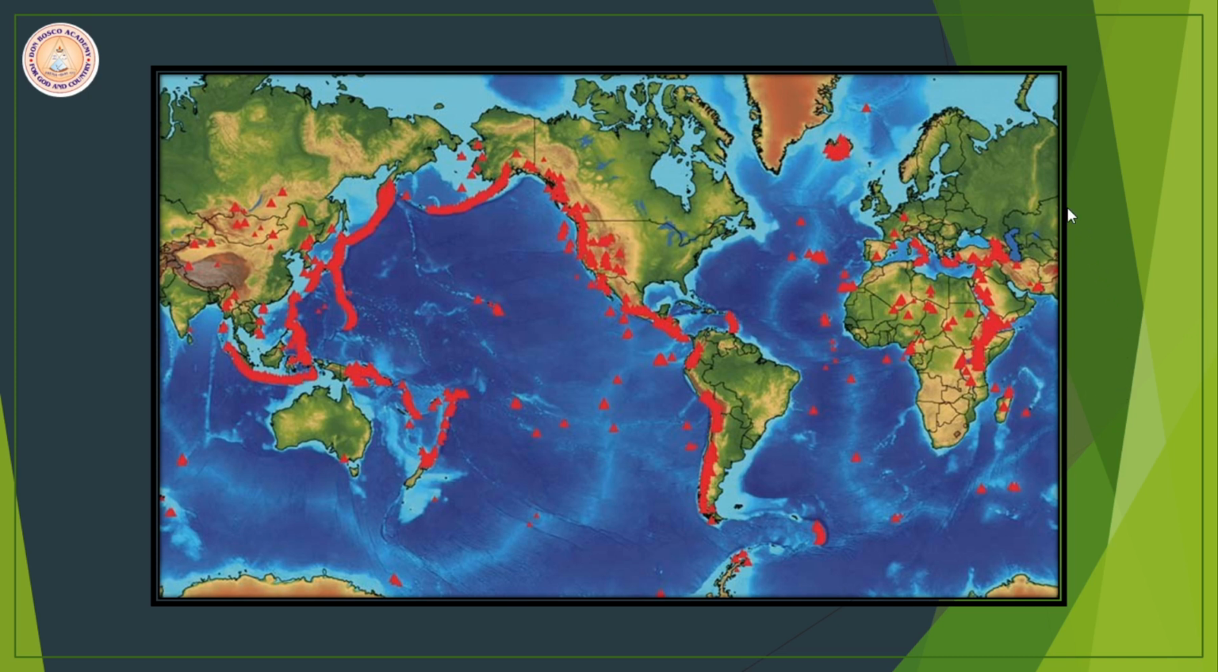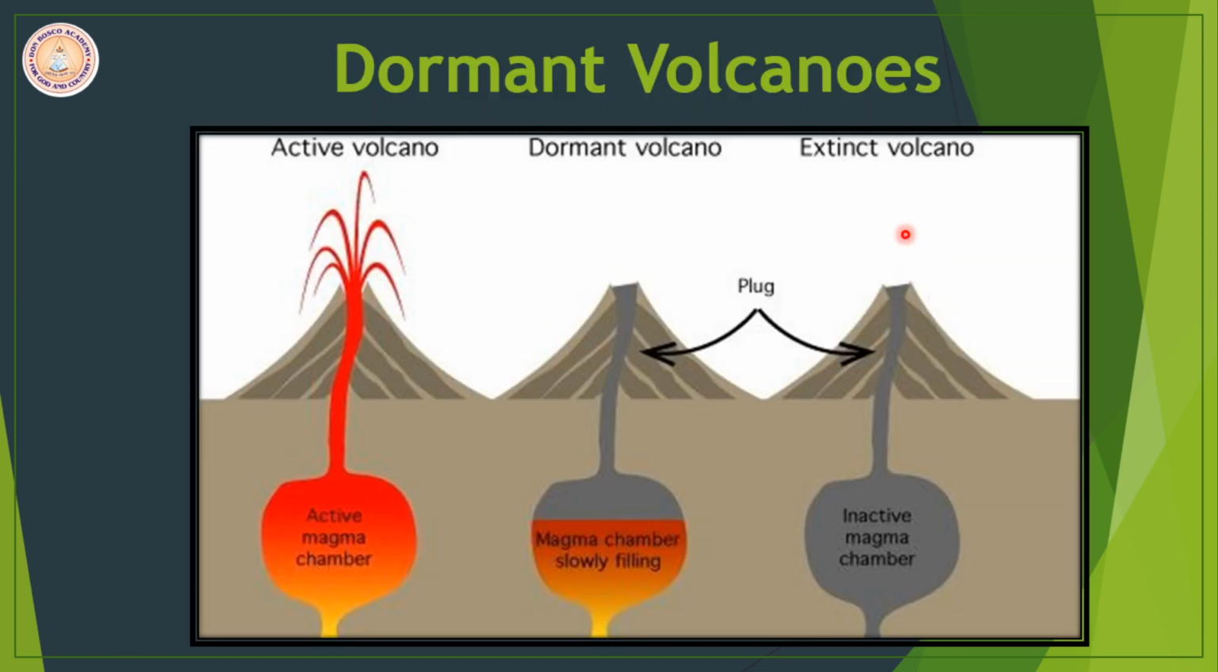Next we come to dormant volcanoes. The volcanoes that have erupted in the past geological periods but have remained inactive for a fairly long period of time are known as dormant volcanoes. Such volcanoes might erupt and can become active once again in the future. The dormant volcanoes are associated with a belt of young fold mountains where the crust is highly unstable.